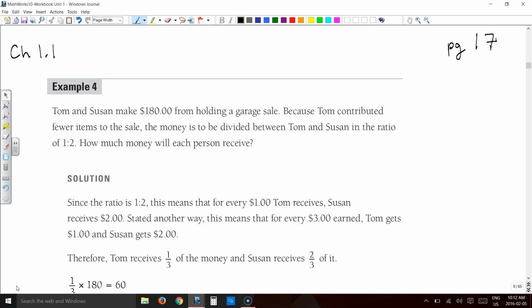Tom and Susan make $180 from holding a garage sale. Because Tom contributed fewer items to the sale, the money is to be divided between Tom and Susan in the ratio of 1 to 2. How much money will each person receive? Now, essentially they didn't put the same amount in, and one person is going to get more than the other at a ratio of 1 to 2. So that means that she's going to get twice as much as he does of the money.